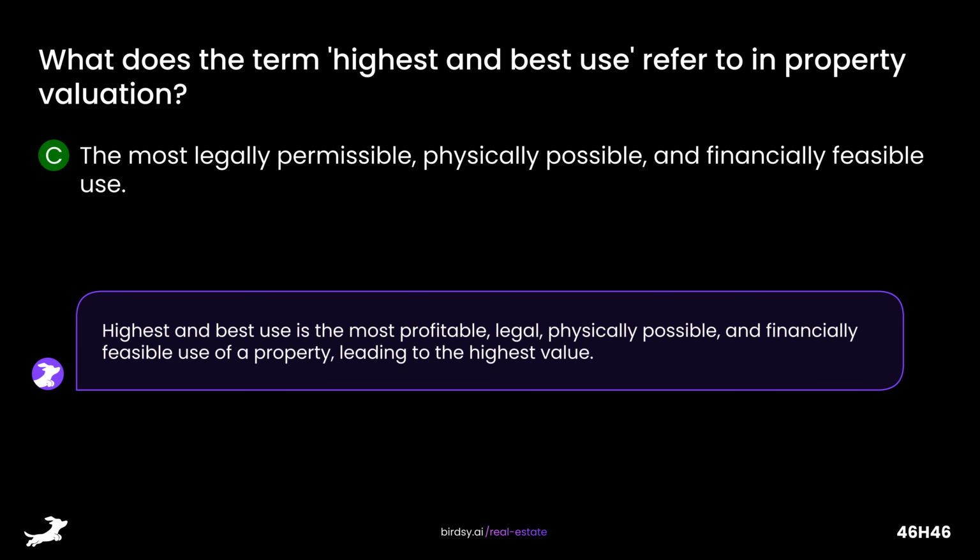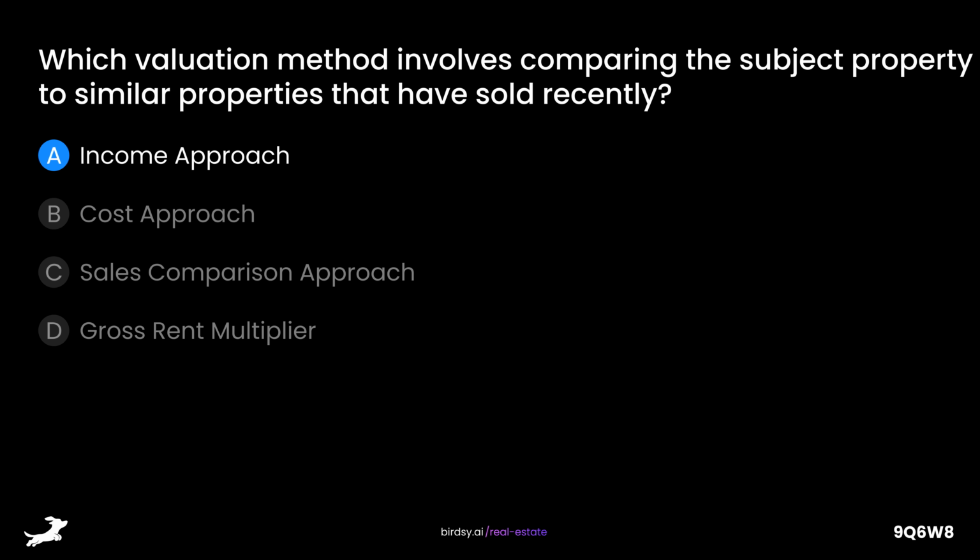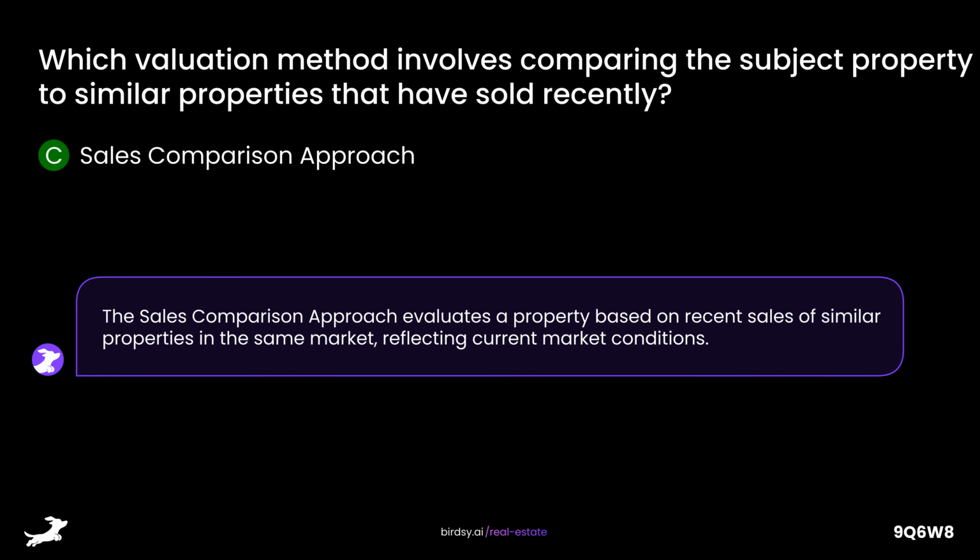the highest value. Which valuation method involves comparing the subject property to similar properties that have sold recently? Is it A, income approach, B, cost approach, C, sales comparison approach, or D, gross rent multiplier? The answer is C, sales comparison approach. The sales comparison approach evaluates a property based on recent sales of similar properties in the same market, reflecting current market conditions.